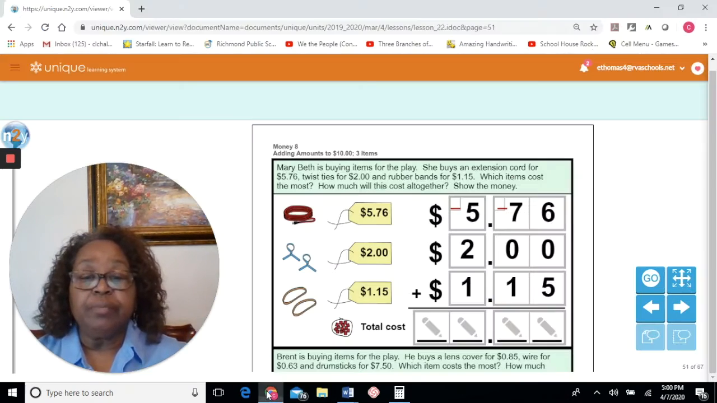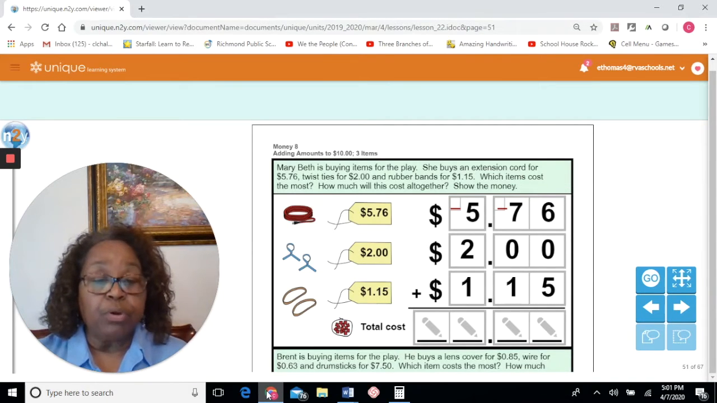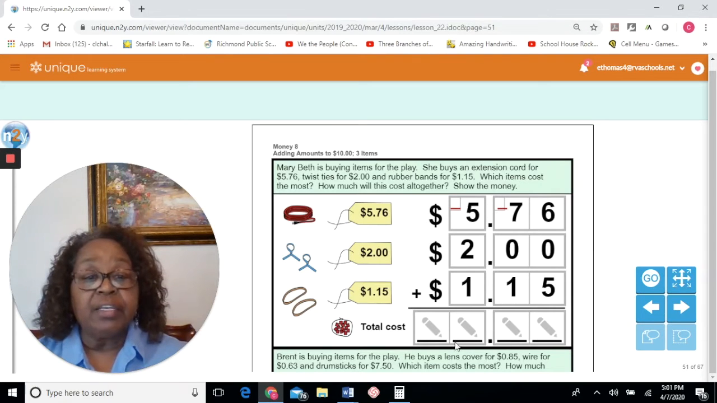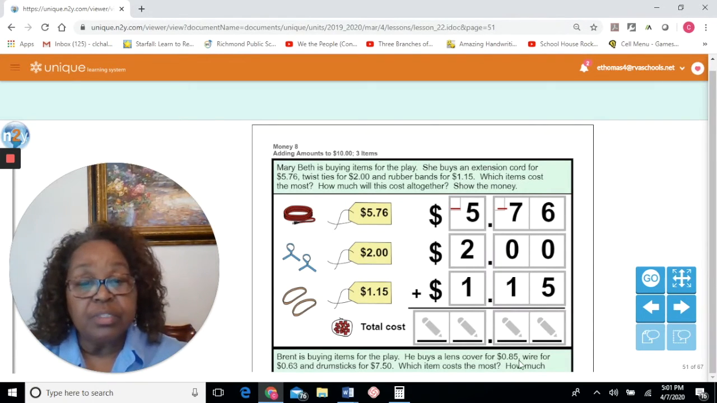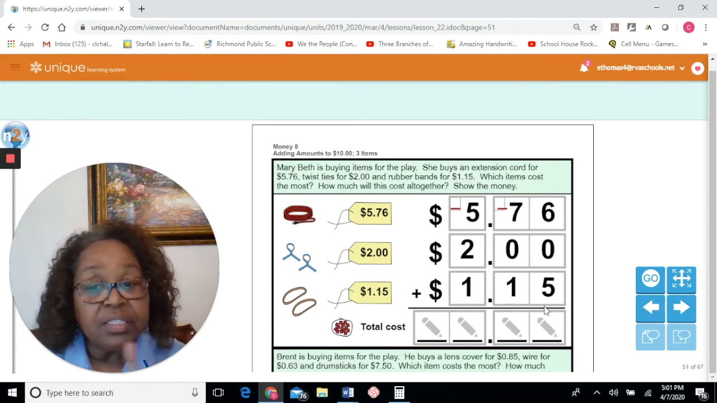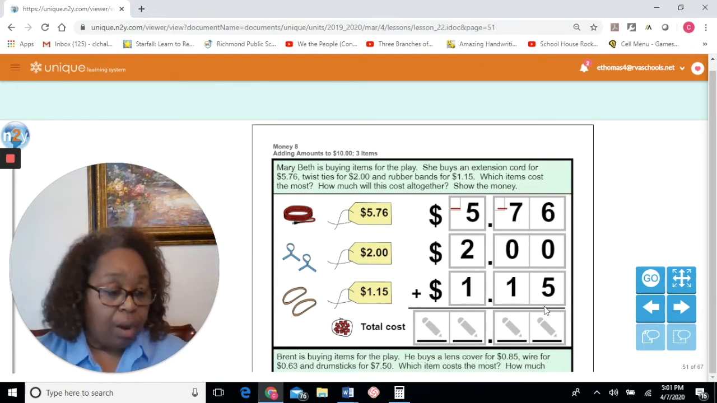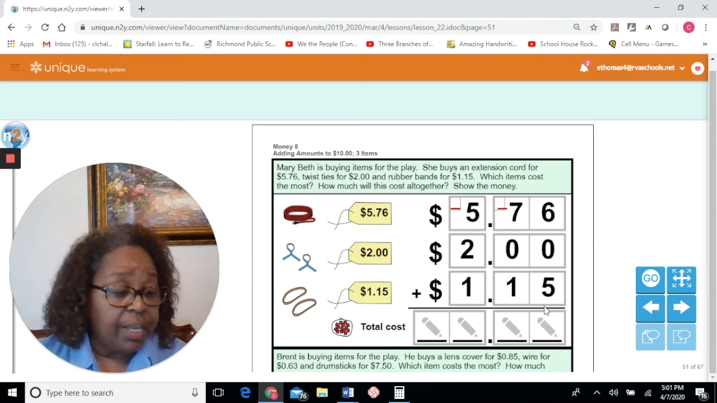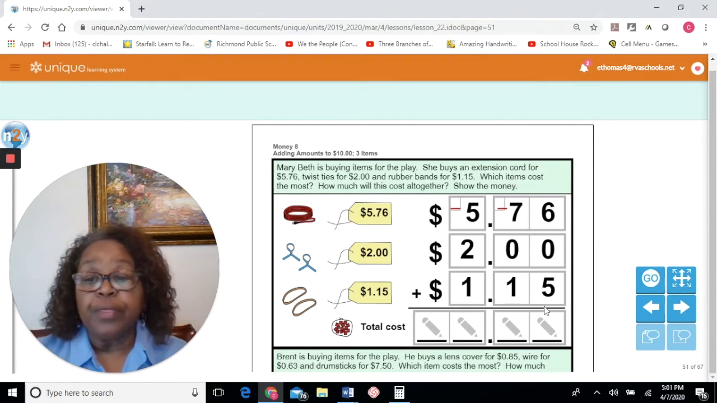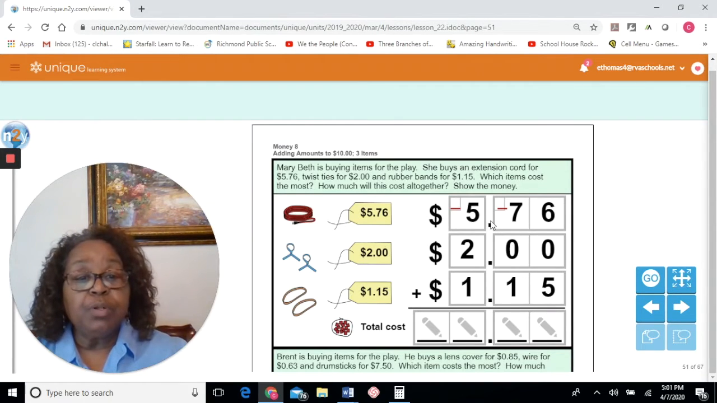Our problem for the day is a word problem where Mary Beth is making a purchase and she is purchasing 3 items. Therefore, we have to add 3 items in a row, and that is not hard. So what I'll do first is I will read the problem to you, and then we'll figure out how we can solve the problem. What I want to also say is when you're working with money and you're adding money, it's all about the decimal. The decimal has to be in the right spot.